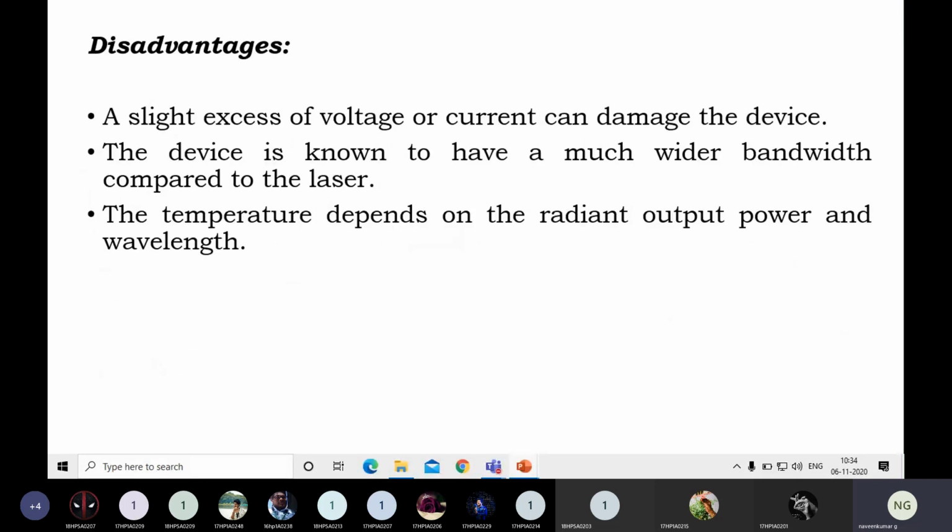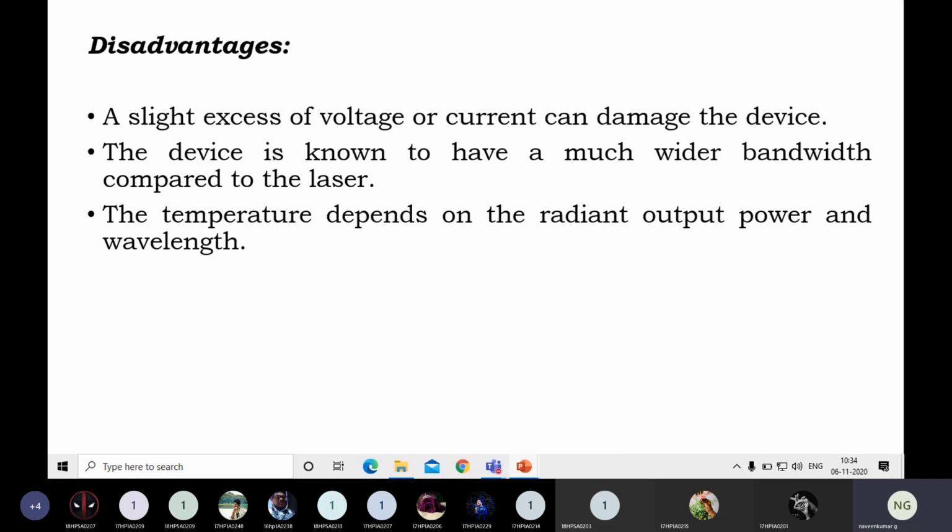And talking about the disadvantages, there are also a few disadvantages of LED lighting. The disadvantage is their construction only. Okay, they are very sensitive. They are made out of very sensitive material. So a slight excess of voltage or current can damage the device.